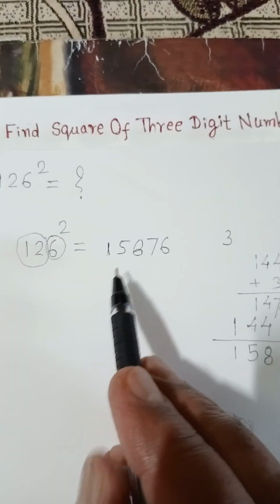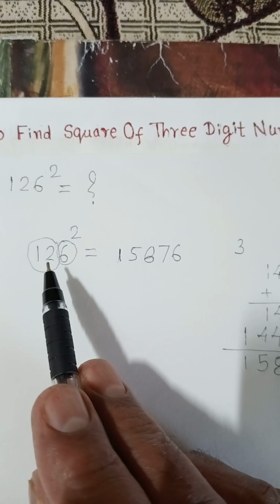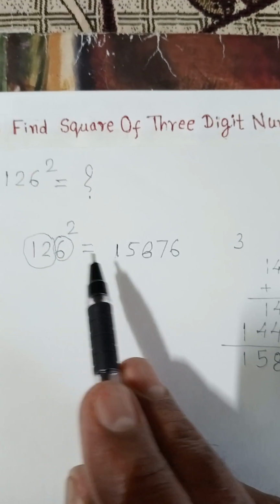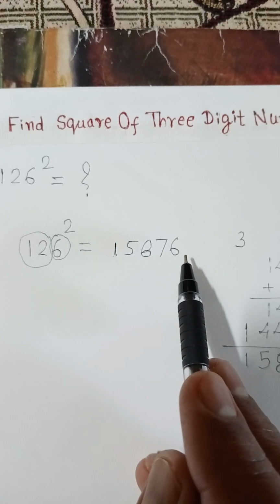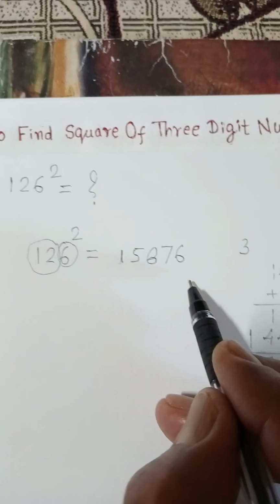158. Square of 126 is 15,876. Is answer.